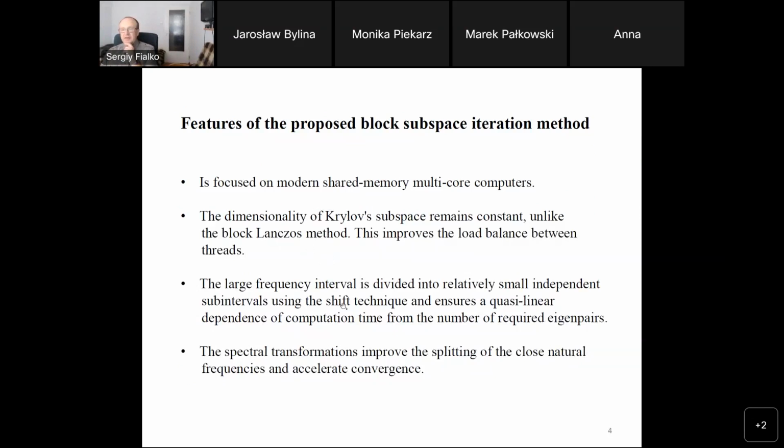The large frequency interval is divided into relatively small independent subintervals using the shift technique, which ensures a quasi-linear dependence of computation time on the number of required eigenpairs. The spectral transformations improve the splitting of the closed natural frequencies and accelerate convergence.